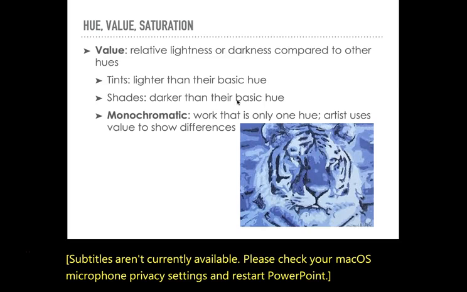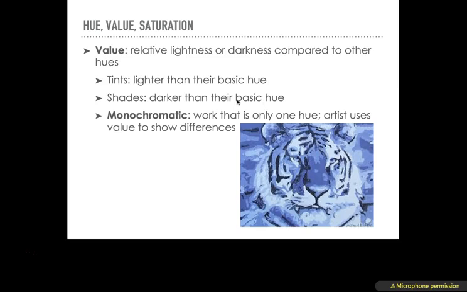The work is only one hue in a monochromatic work, and the artist uses value to show differences. So we have this picture of a tiger, which is very appropriate because my kitten just jumped across the keyboard. And he is not in orange and black and white, as you would normally see a tiger, but in different shades of blue, shades and tints of blue, with the tints being lighter and the shades being darker.